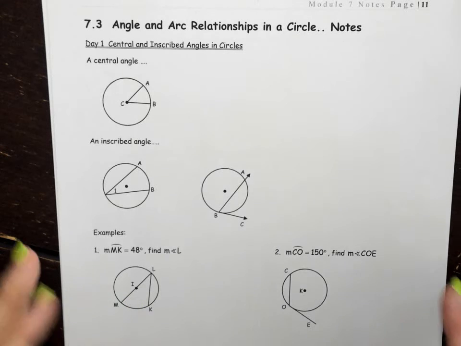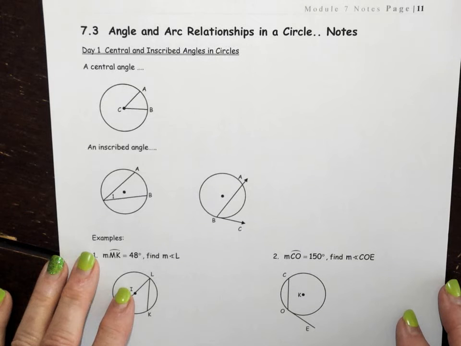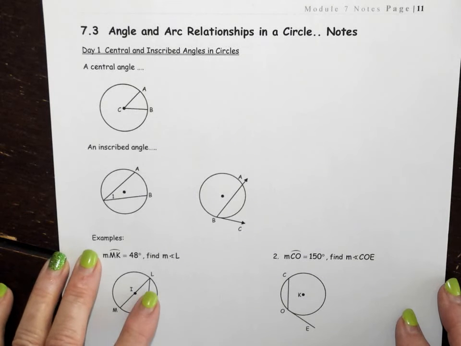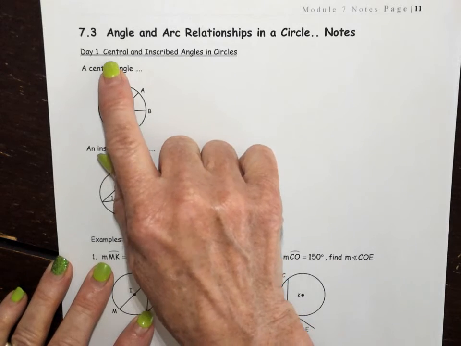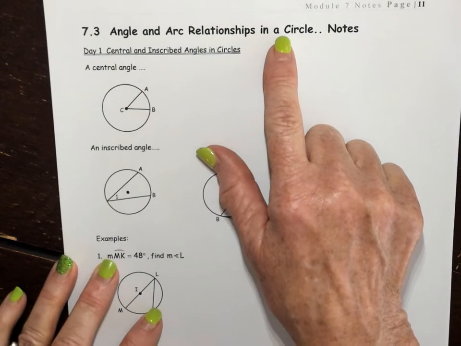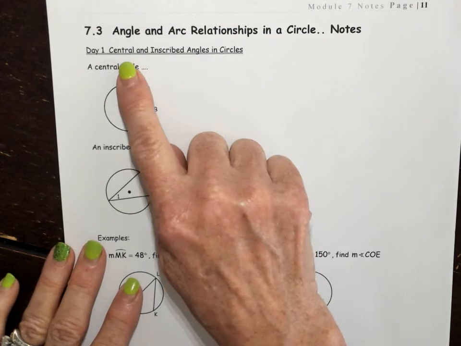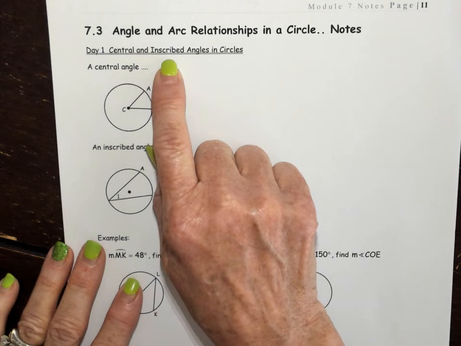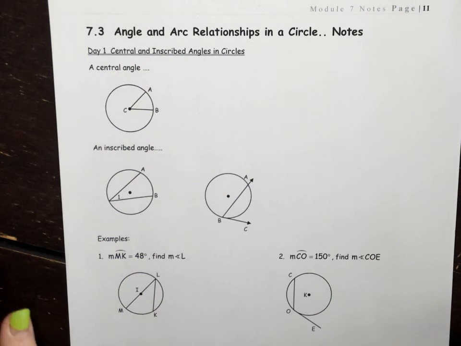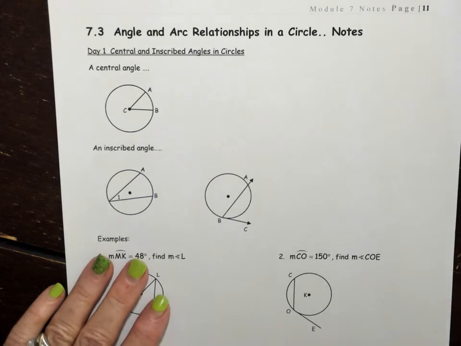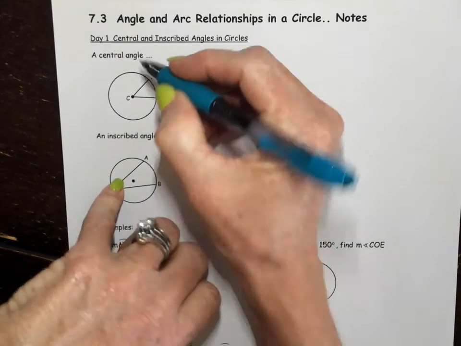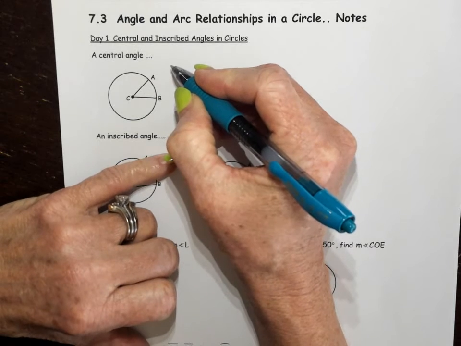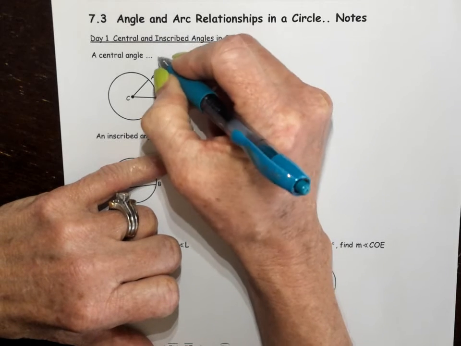Hello, we are going to be doing section 7.3, day 1 today from module 7 notes. We are looking at angle and arc relationships in a circle, and today specifically we're looking at central angles and inscribed angles in circles. Now, central angles we've talked about before. A central angle is an angle whose vertex is in the center of the circle.